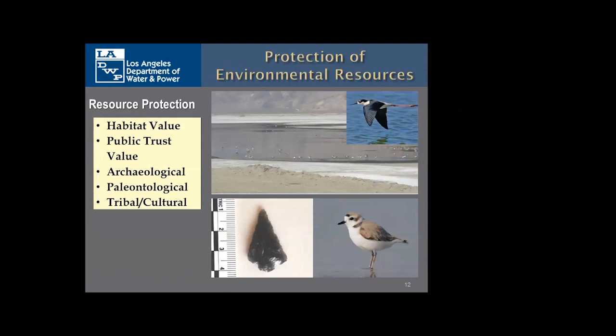But again, we can't just do anything we want out there. You have to balance your different interests out there. As we started putting water on the lake, the birds started showing up. There's a variety of environmental resources. There's habitat, there's public trust value, there's archaeological resources, paleontological resources, tribal cultural resources that we have to avoid impacts to or mitigate impacts to. Picture of an arrowhead, snowy plover, just a variety of birds show up.